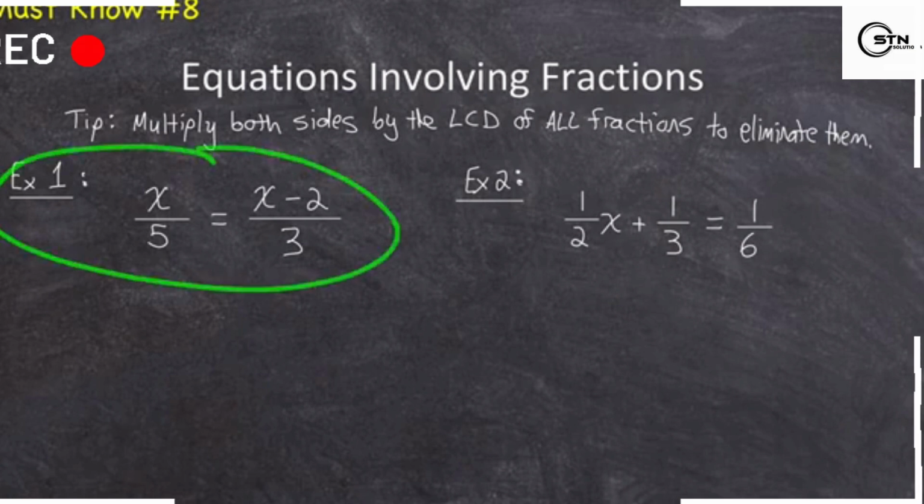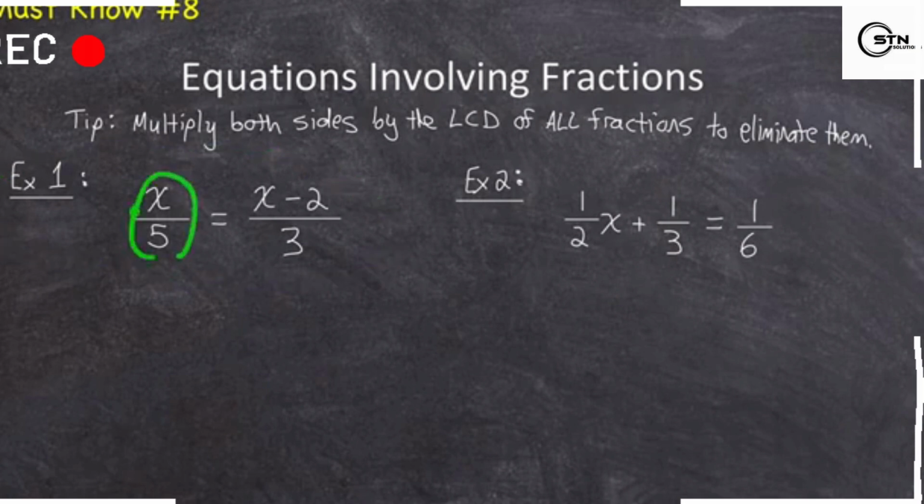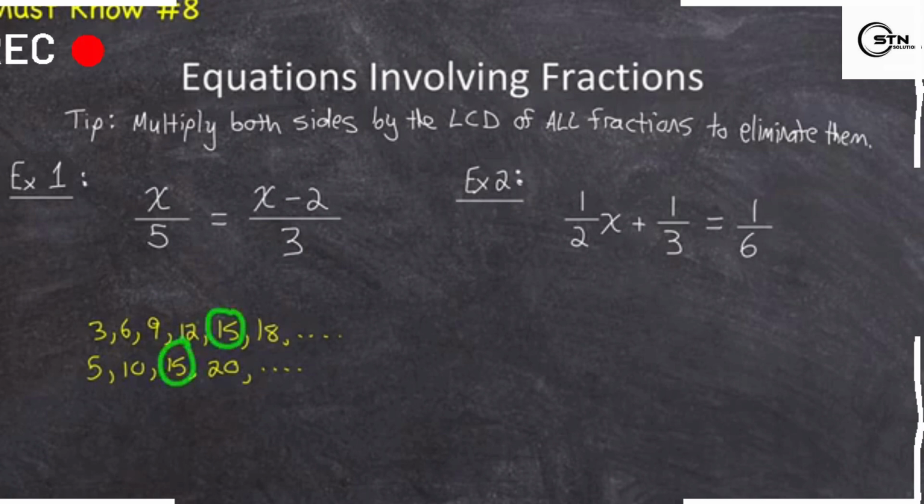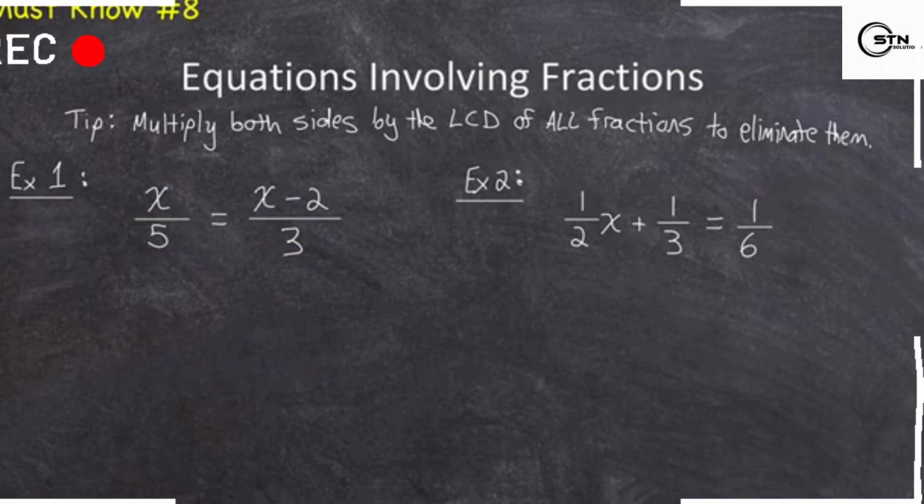So let's start with example 1, where I see I have 2 fractions that are equal to each other. The denominators of the fractions are 5 and 3. So one option I have is to get rid of those fractions by multiplying both sides of this equation by the lowest common multiple of 3 and 5. If I were to list the multiples of 3 and the multiples of 5, I would see that the lowest common multiple between 3 and 5 is 15, which is also the product of 3 and 5. Finding the product of the denominators will always find you a common multiple. It just might not always be the lowest common multiple.